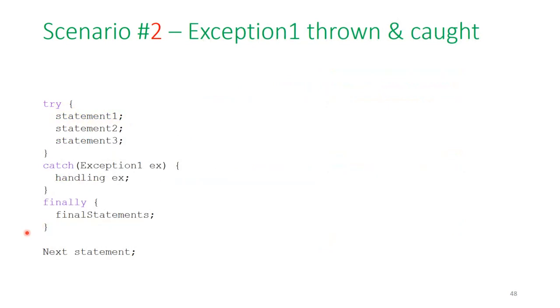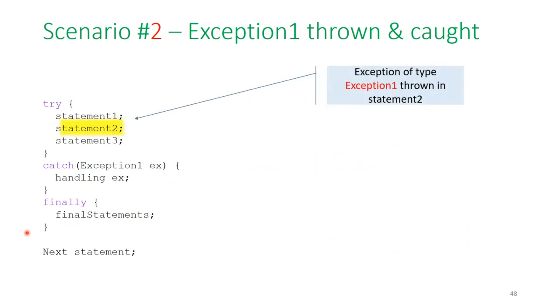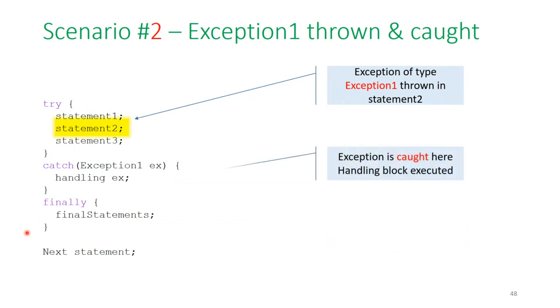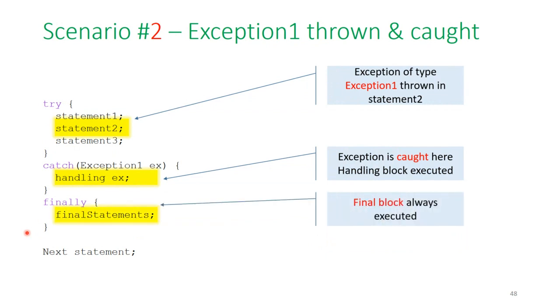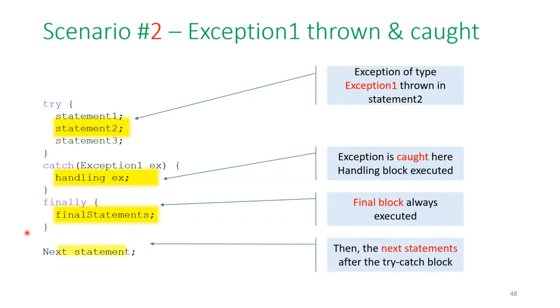No exception occurred. Scenario number 2: exception 1 is thrown by, let's say, statement 2. So statement 2 throws an exception of type exception 1. Exception 1 is caught by my first catch block. Awesome. So I execute all of the statements inside that block. And then, remember the rule, the finally block always gets executed. So here we are, and finally, we execute the next statement. Really, the only difference with the previous example is that this time we had to make a pit stop through the catch.